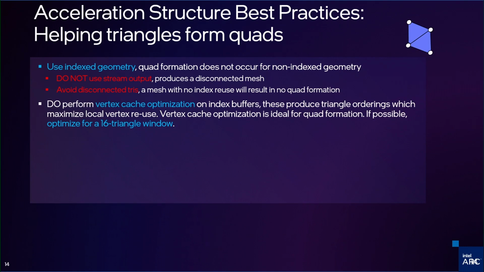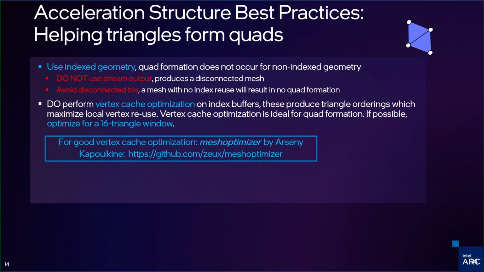In order to get this good indexed geometry, we actually recommend you use any vertex cache optimization algorithms. These were popular in the late 90s, early 2000s. We haven't talked about them much in recent years, but they are important for us to get the best performance. These produce triangle orderings, which maximize our local vertex cache reuse, and also they're ideal for the quad formation. We also recommend a 16 triangle window if you have control over that. That's a sweet spot for our GPU.